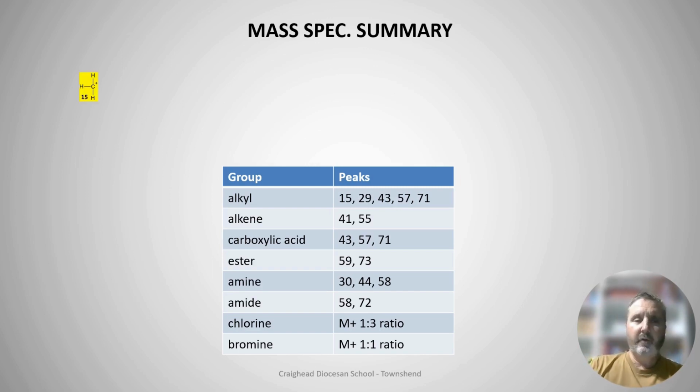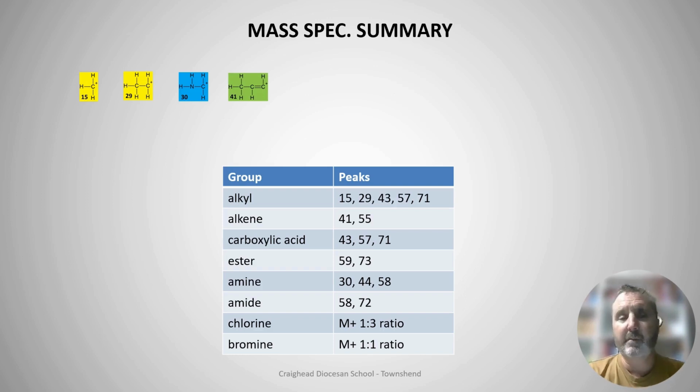So if we start from the smallest fragments we can get, we have this fragment of a methyl group which has 15 molar mass. We have an ethyl group that has a 29. We also have now this amine, this methylamine group that has a 30. We have this group with 3 carbons, but we have a double bond. It's got 41. Notice here that both the propyl group and the carboxylic acid group that has 2 carbons have the same molar mass of 43.